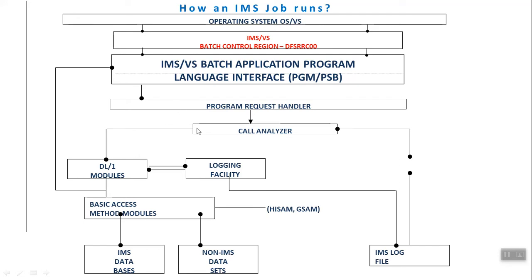And if the call is an insert, replace, or delete call, the control goes to the logging facility also, which will be logging the data. It will be used for batch backout processing. So whenever a transaction fails in online, or when an event happens in a job, these IMS log files will be used for recovering the database or maintaining the data integrity of the database. Okay, let's move on to the next.